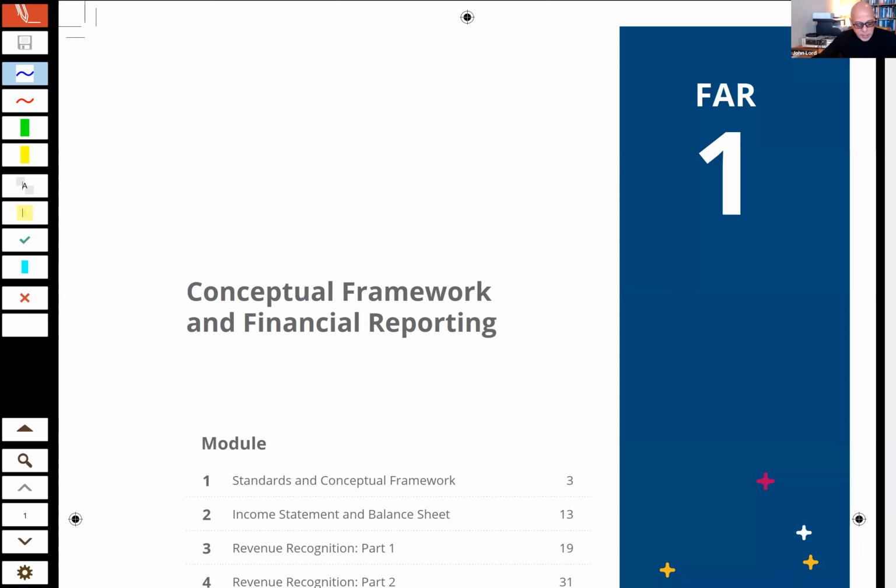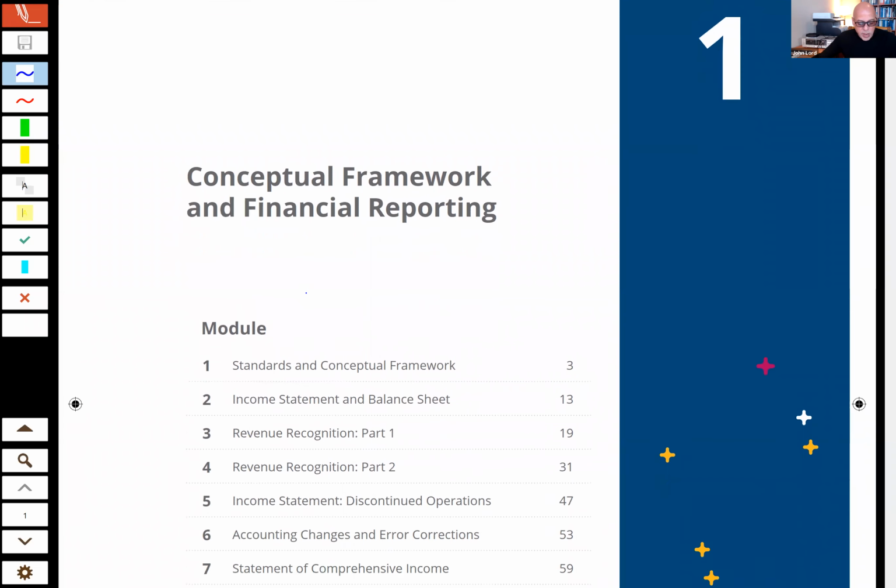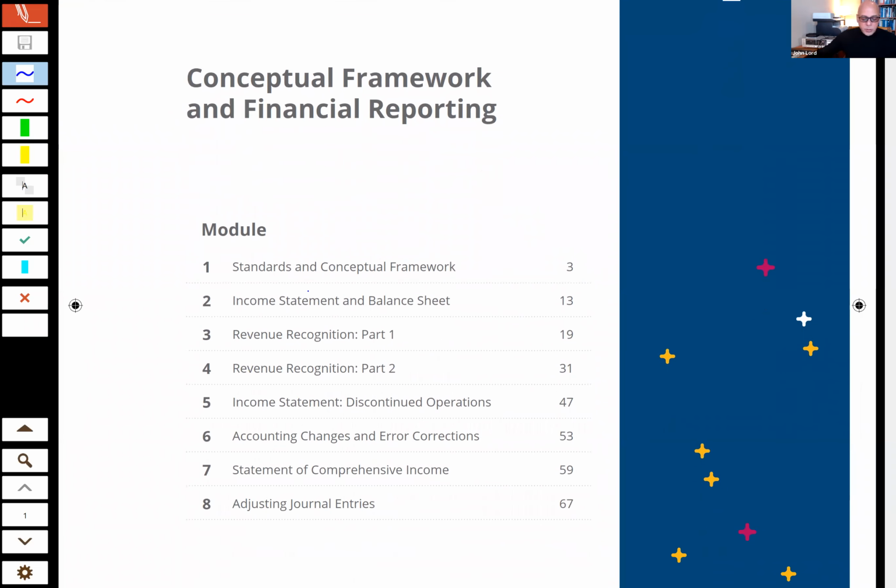Okay, and you can see that we have our table of contents. What I do when we start a chapter is I typically try to give you some sort of relative weighting as to the material that's covered. For example, we're going to talk about standards and conceptual framework here at the beginning. That's going to be roughly about 2 to 3 points.